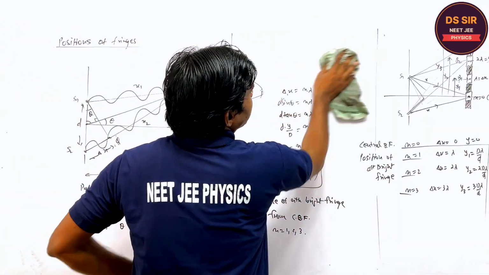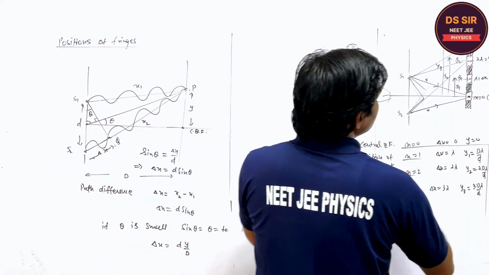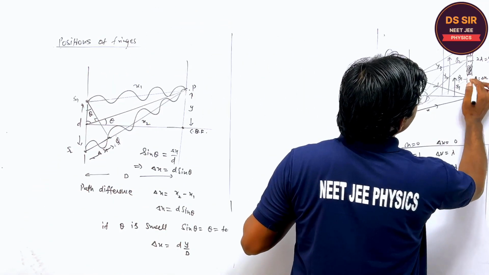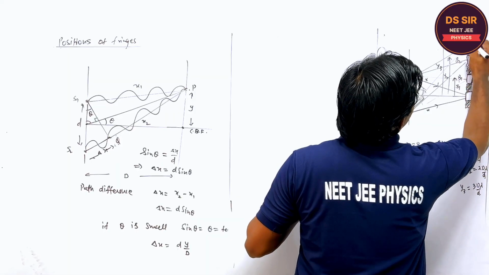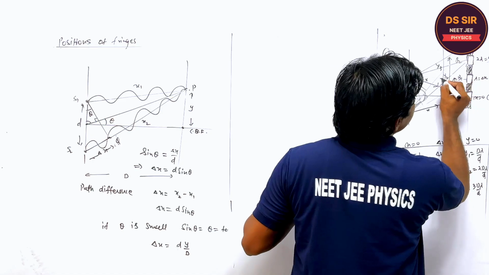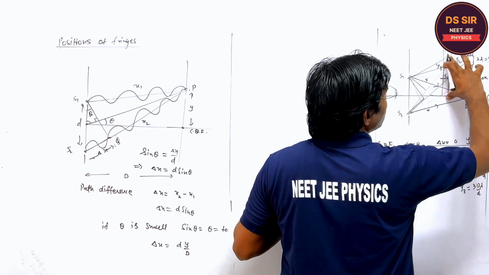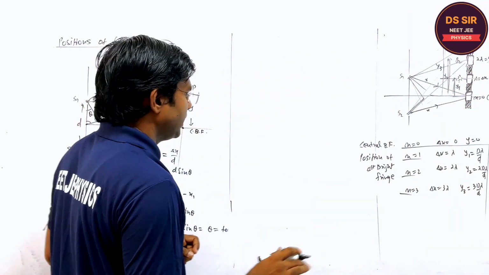So listen one thing. This is the position of the bright fringes, right? This is the central bright fringe. This is the first bright fringe. This is the second bright fringe, and this is the third bright fringe. The distances are y1, y2, y3: d lambda over d, 2d lambda over d, 3d lambda over d, and so on. Are you getting or not?